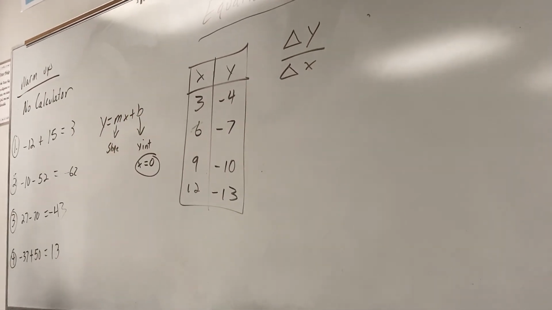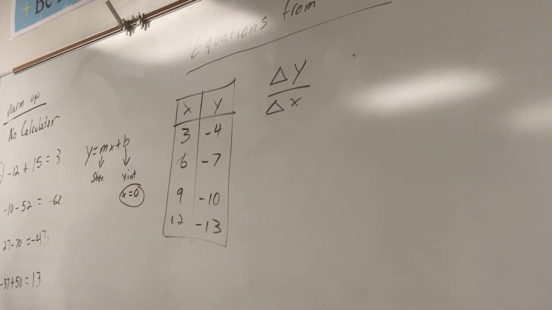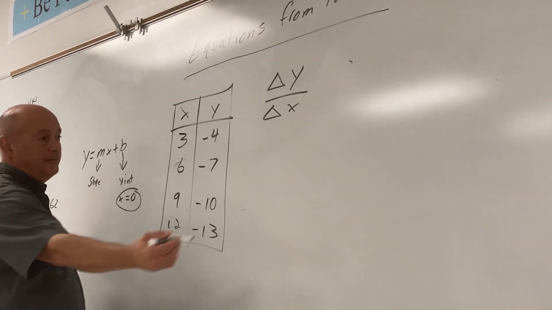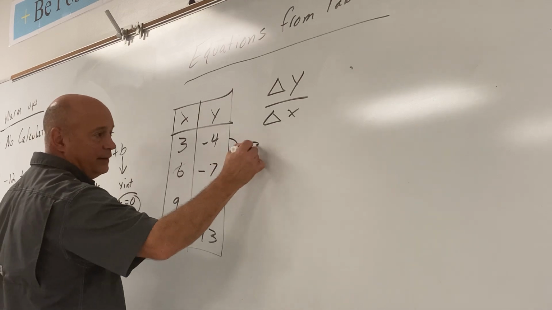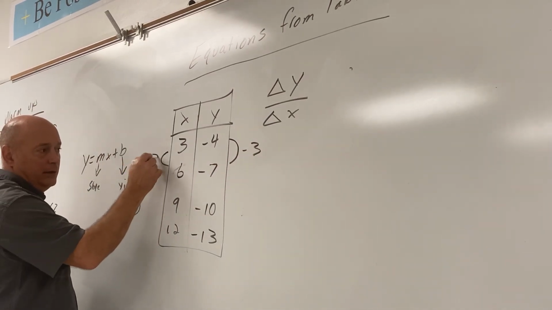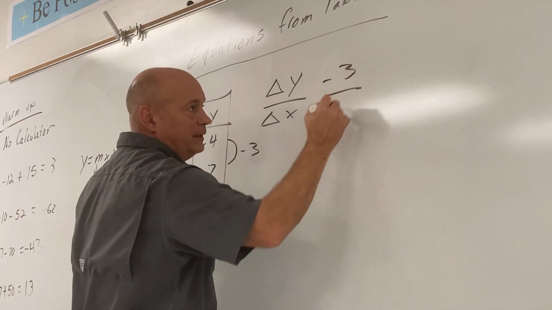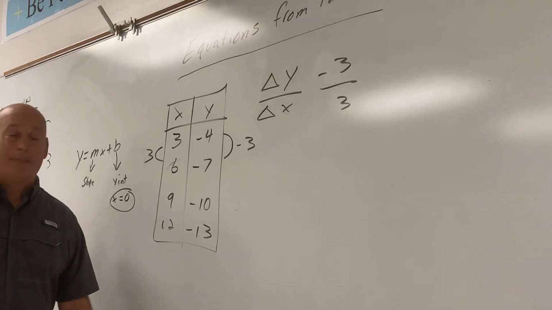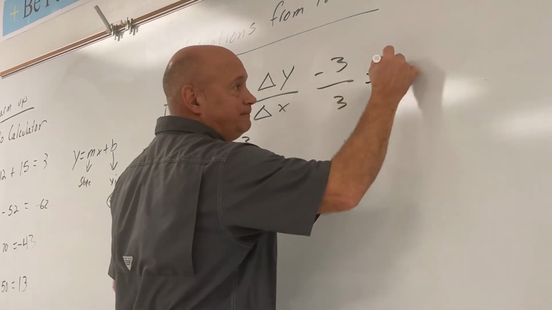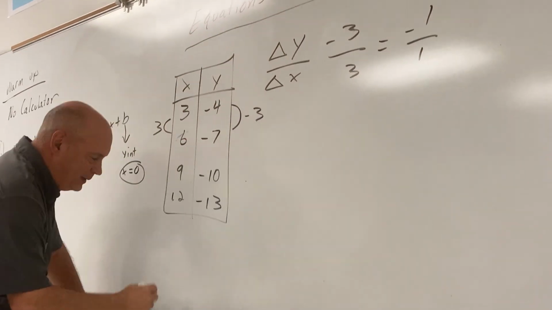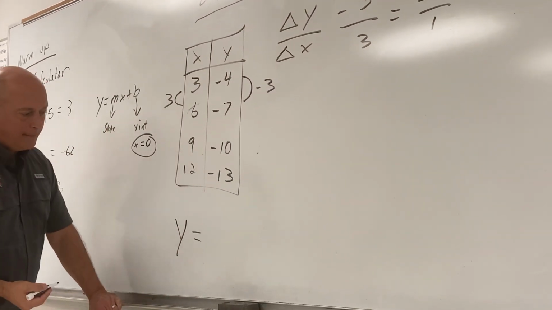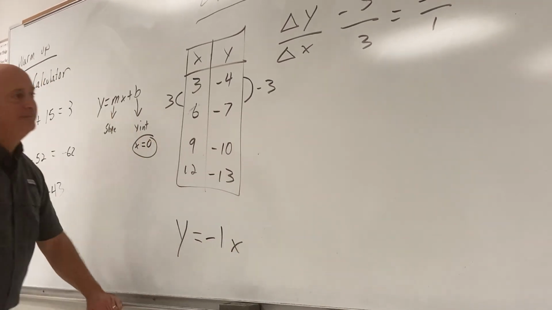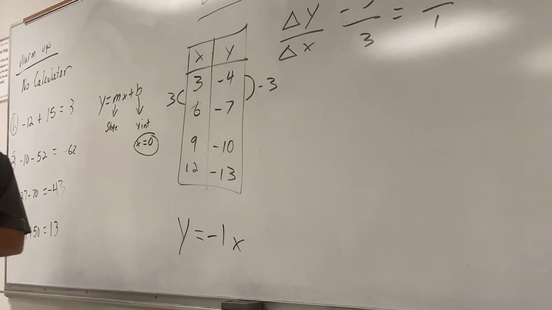All right, let's find the slope on this one. Crosby, help me find the slope. The slope would be negative 3 over 3. Do y'all agree with Crosby? Yes. Negative 3 over 3 reduces. What is it reduced to? Negative 1 over 1. So what is my slope I need to put in my equation? y equals negative 1x. Okay. And now we need to find the y-intercept.